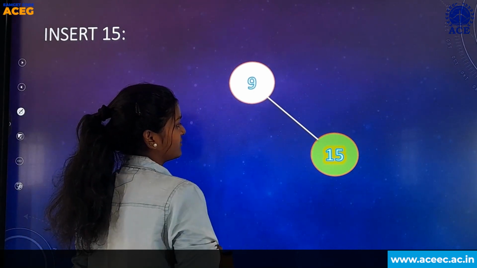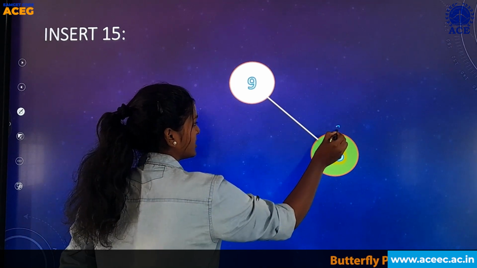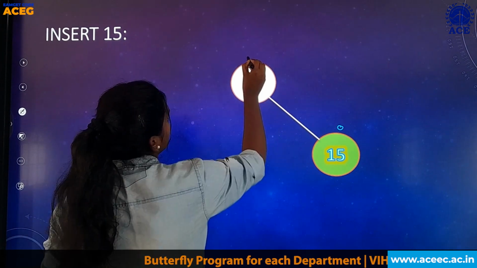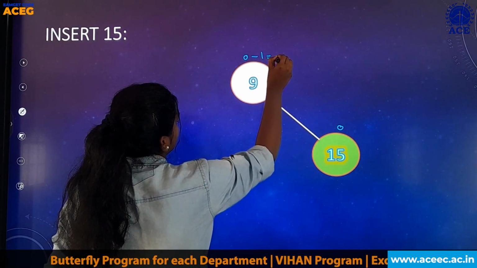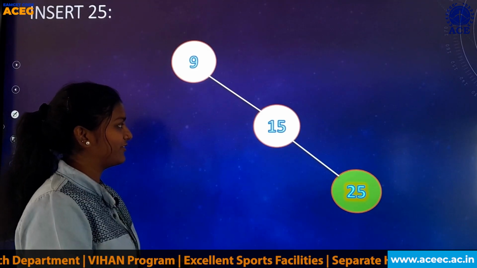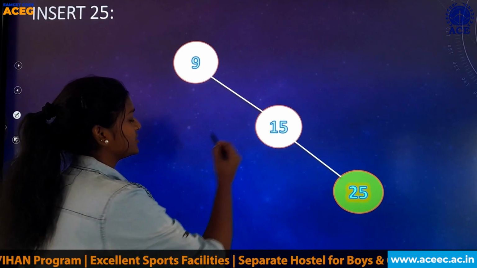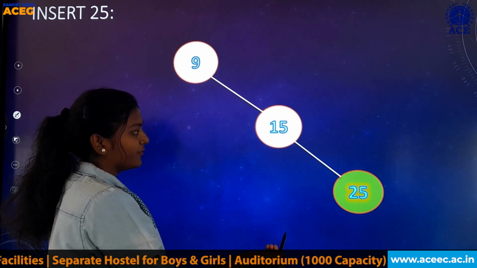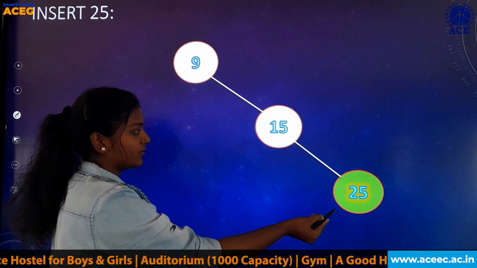So now check the balancing factor. The balancing factor for 15 is 0, since there are no nodes below it. And the balancing factor of 9 is 0 minus 1, that is -1, left subtree minus right subtree. The next element is 25, which is greater than the root node, so it should be inserted to the right side of the root node. And it is further greater than 15, so it should be inserted to the right of 15.